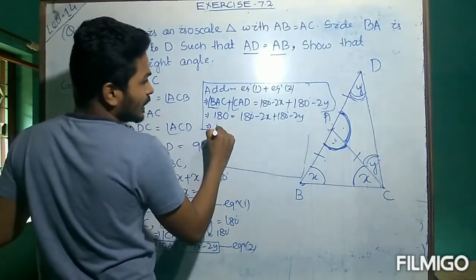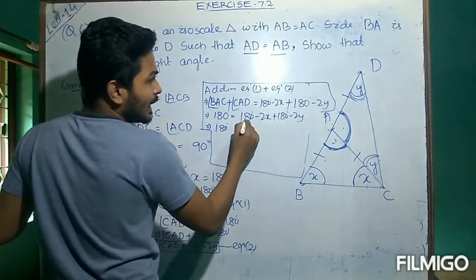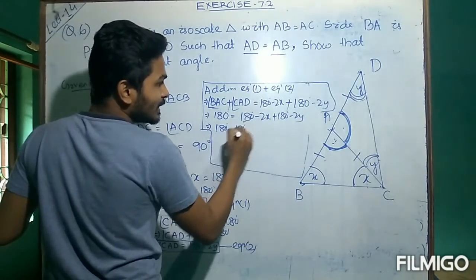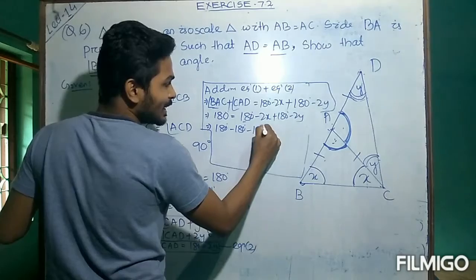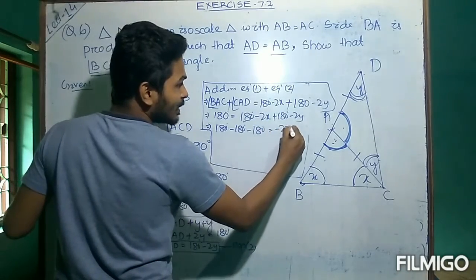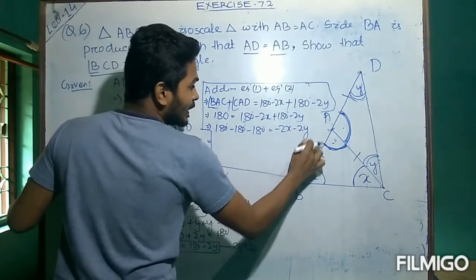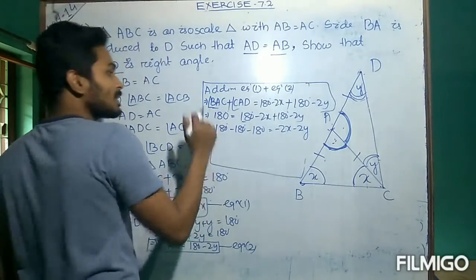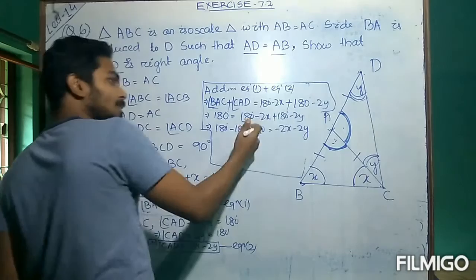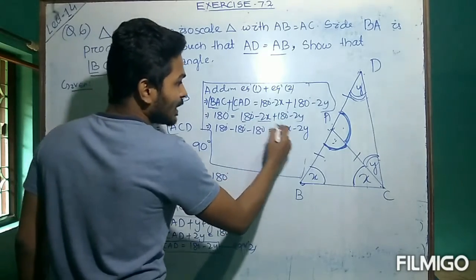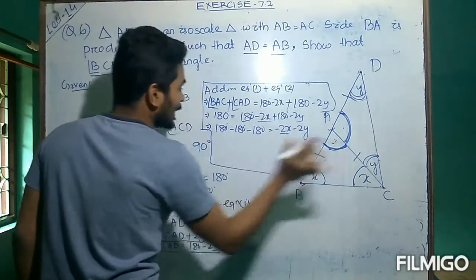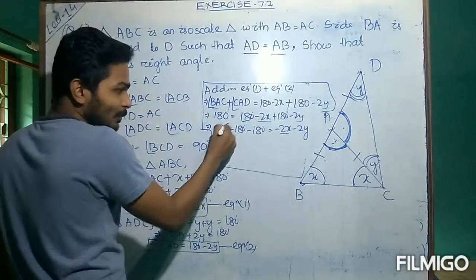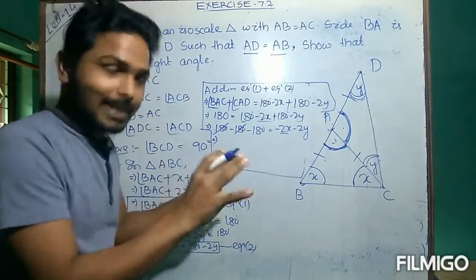Now this 180 degrees comes to the left hand side. So in the right hand side we have minus 2x minus 2y. Look clearly at the calculation part. This 180 degrees moves to the left hand side, so minus 180. This 180 moves to the left hand side, so minus 180. Then minus 2x and minus 2y remain in the right hand side. Now see, 180 degrees and minus 180 degrees have cancelled out.